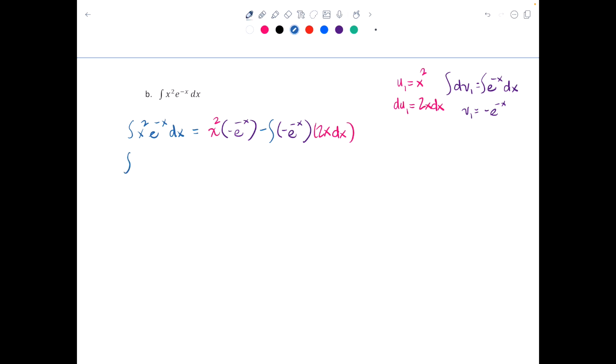Okay, so cleaning it up a bit, we'll have x squared e to the negative x dx equals negative x squared e to the negative x plus 2 times the integral of x e to the negative x dx. And so du2 is equal to dx. And then dv2 is equal to e to the negative x dx. So integrate, v2 will be negative e to the negative x.